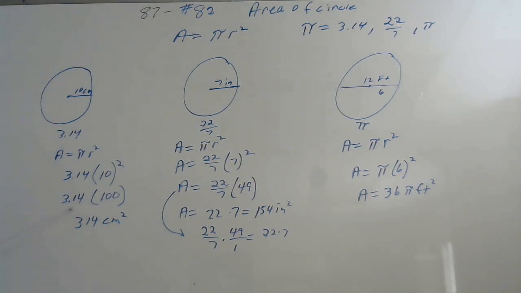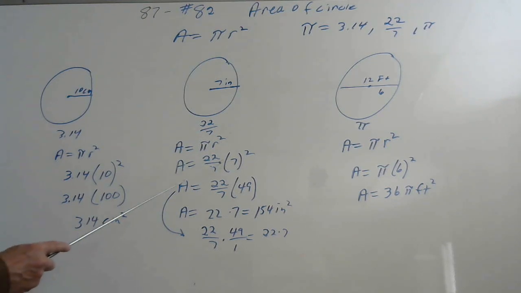There's 2 zeros. 1, 2. So my answer is 314 centimeters squared. In this example, circle 7 inches radius. They want me to use the fraction 22 over 7. So my formula again is pi radius squared.